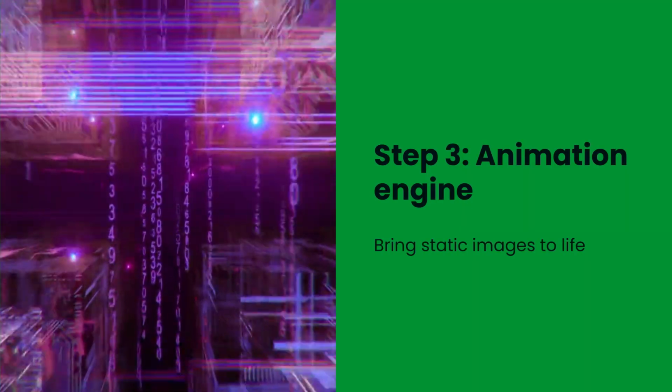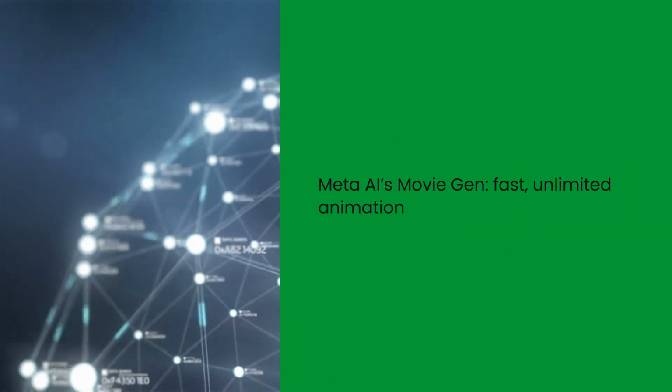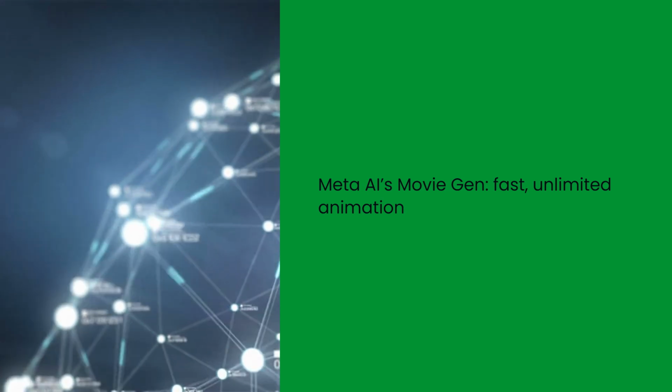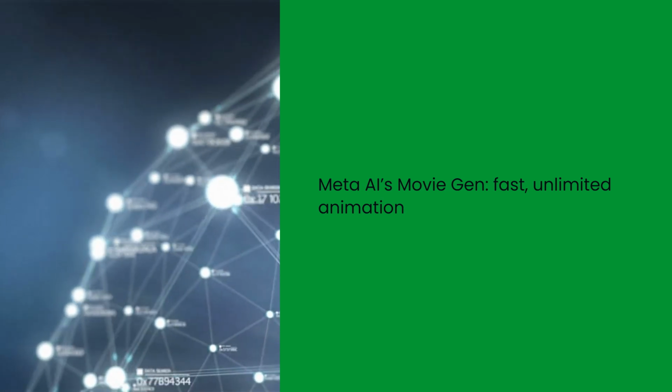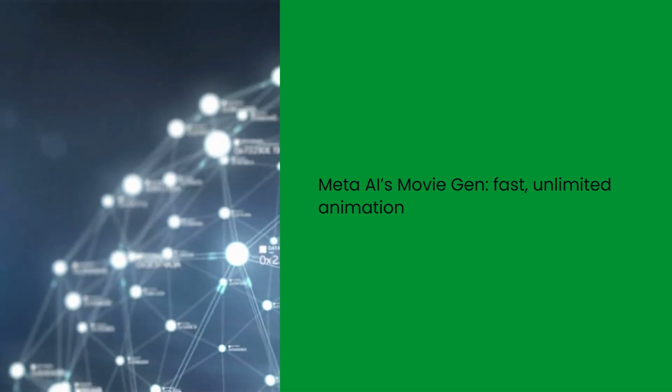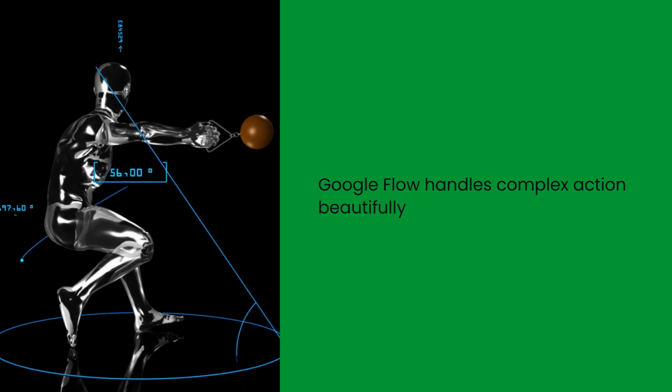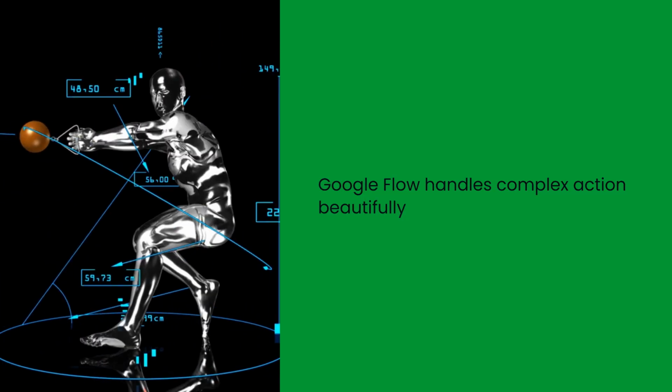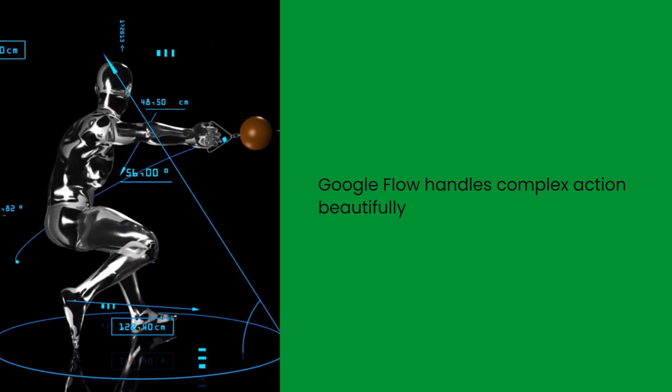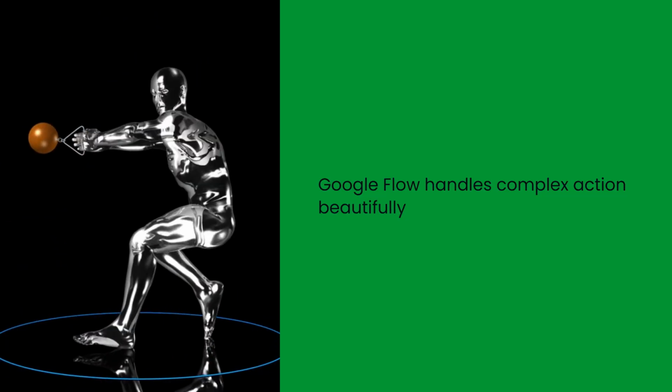Step 3. The animation engine. Bring static images to life with Meta AI's Movie Gen, unlimited, fast animation in 30 seconds per clip, no daily limits. If your scene involves complex action, like a backflip, switch to Google Flow for Veo 3.1. It handles coherent action beautifully, all in one shot.